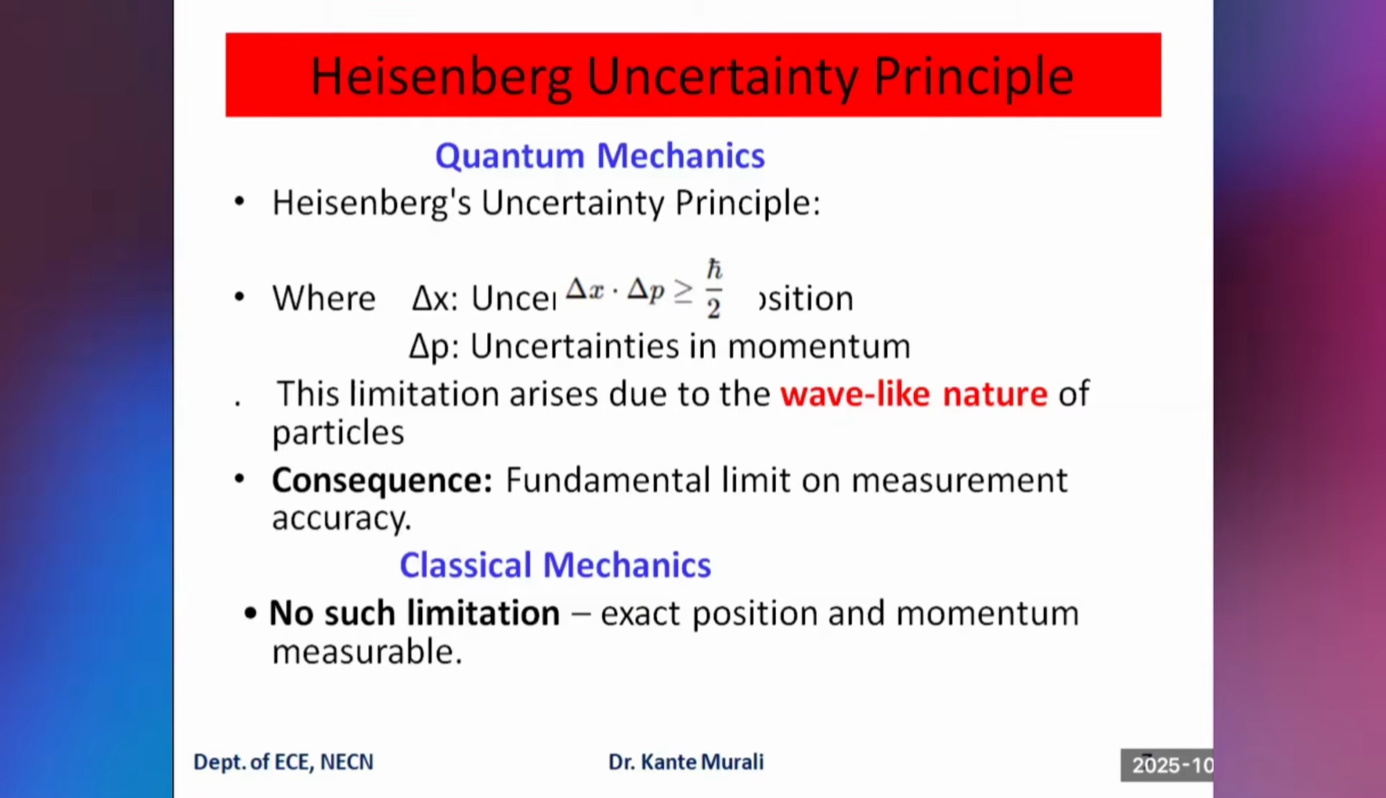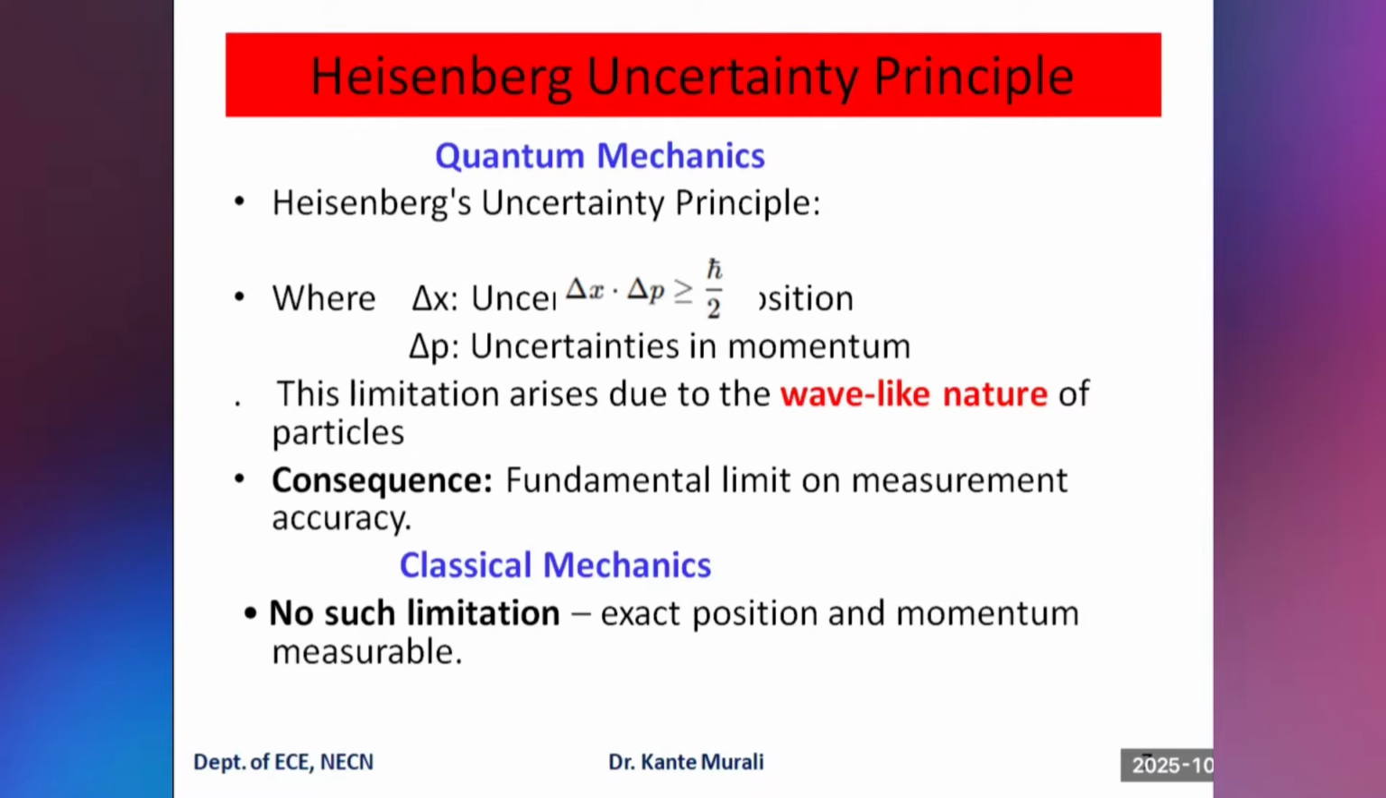According to this, we cannot simultaneously know the particle's exact position and momentum. There is always an uncertainty governed by this: delta x times delta p is greater than or equal to h cross by 2. This deviation arises due to the wave-like nature of a particle. One can say it is a fundamental limit on measurement accuracy in quantum mechanics.